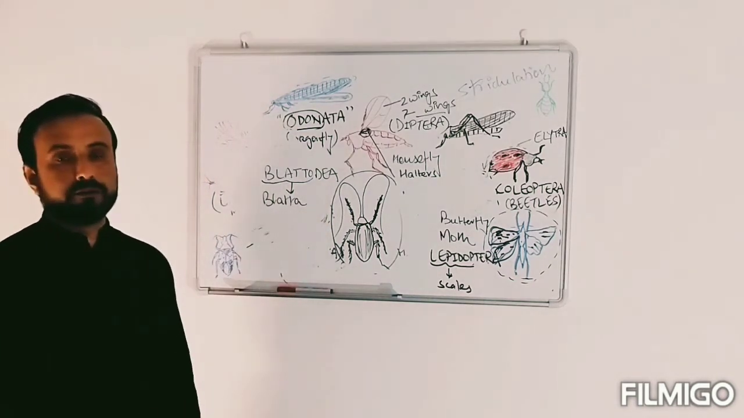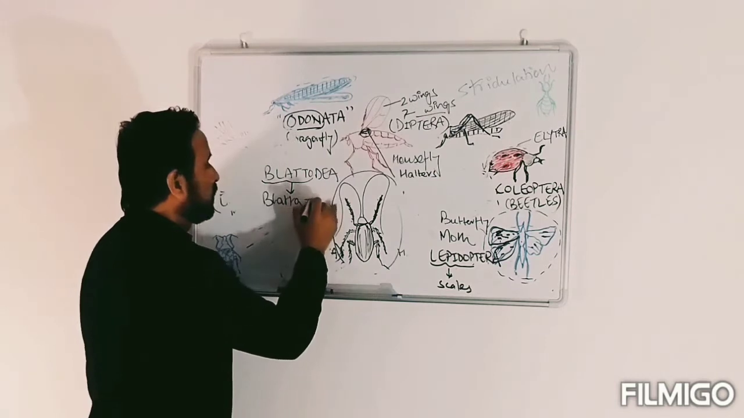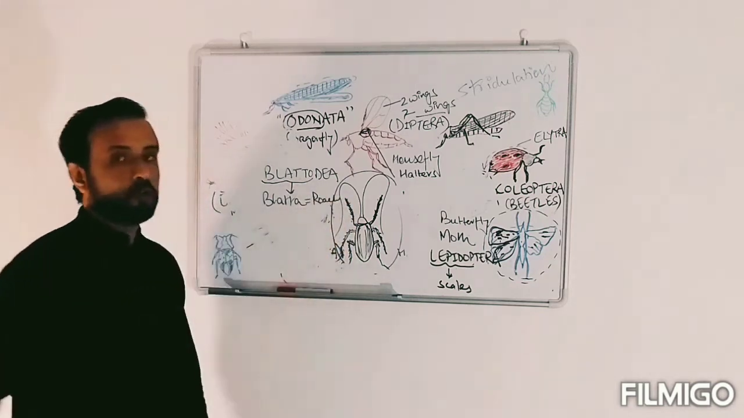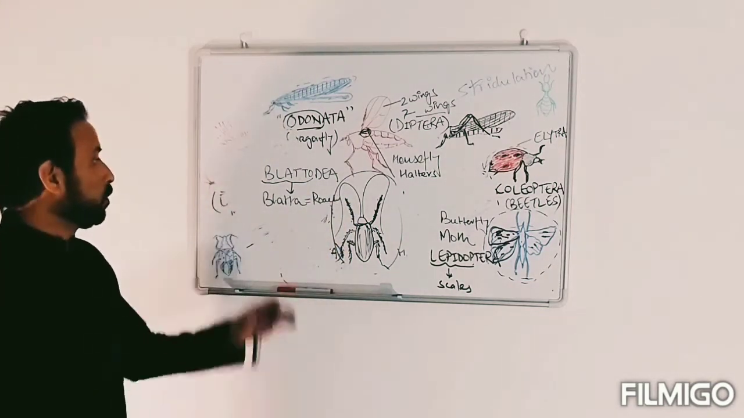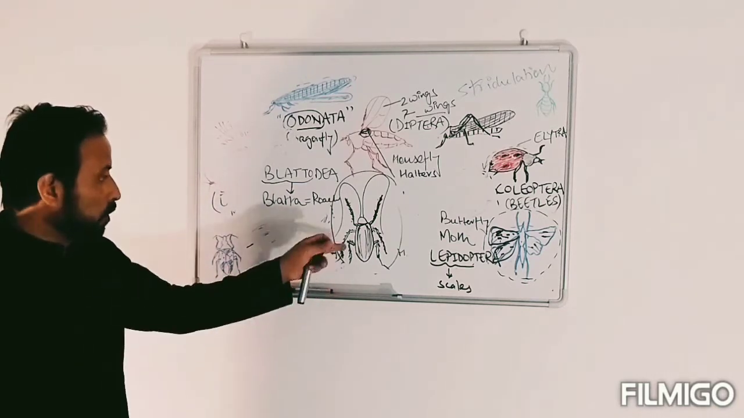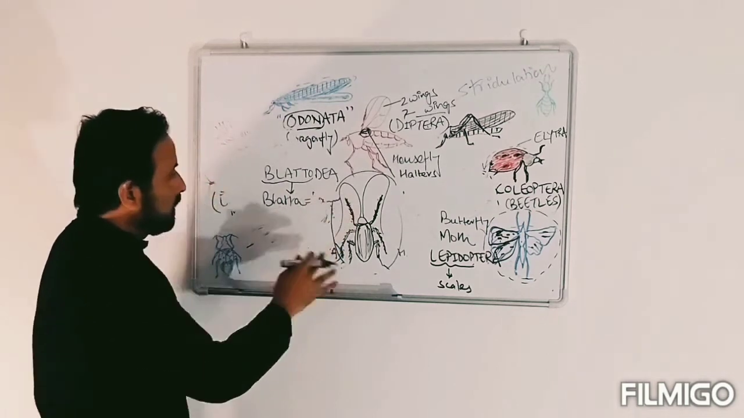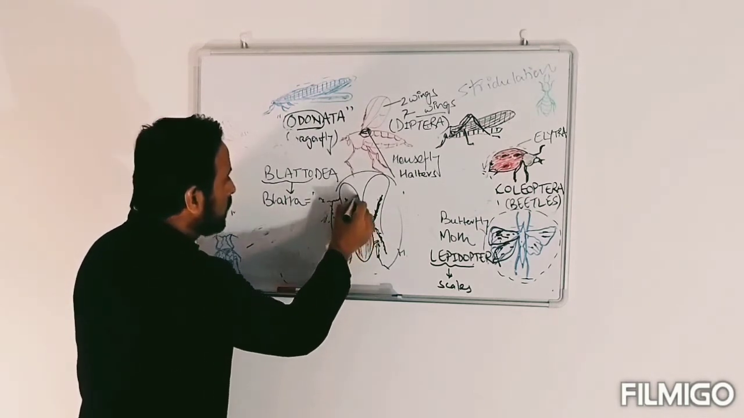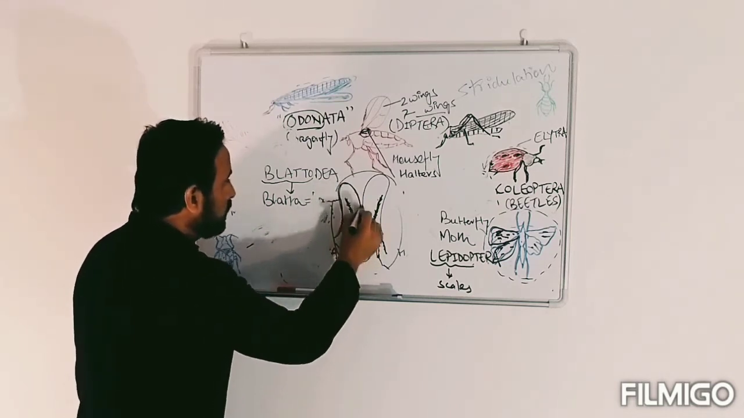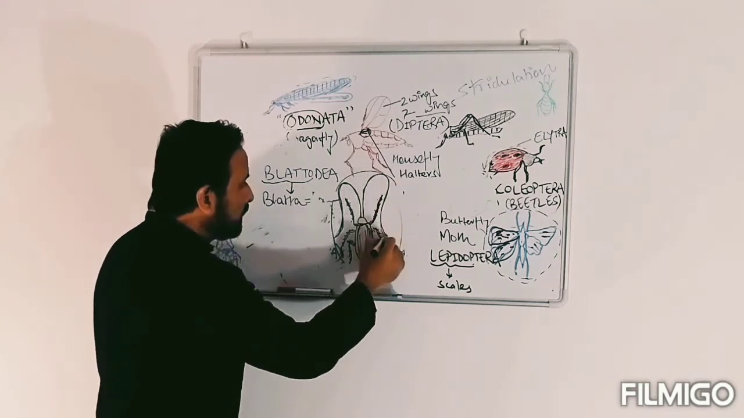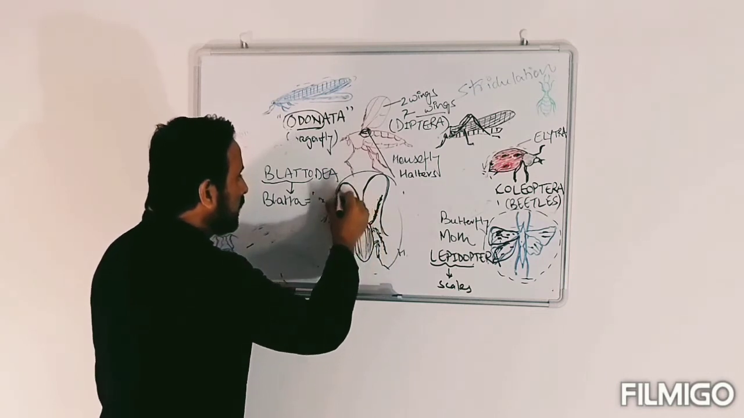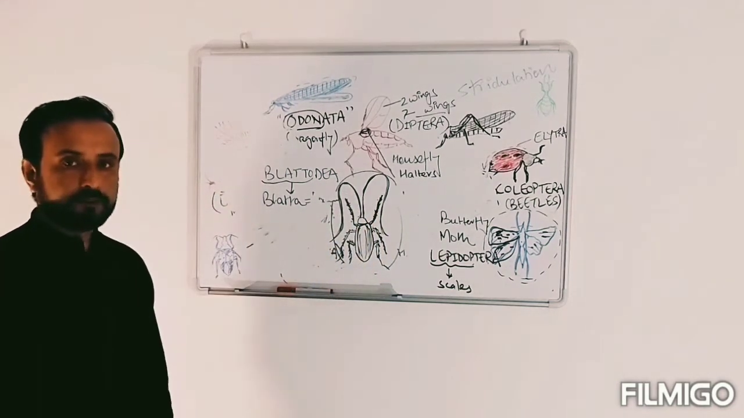Blatta in Latin means roach, or cockroach. So the insects which belong to this group all look very similar. They have a certain characteristic feature, that is the antennae. A pair of antennae is there, but unlike other insects, they are very long.